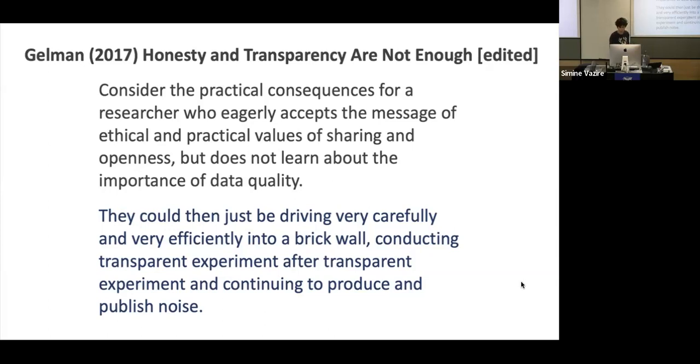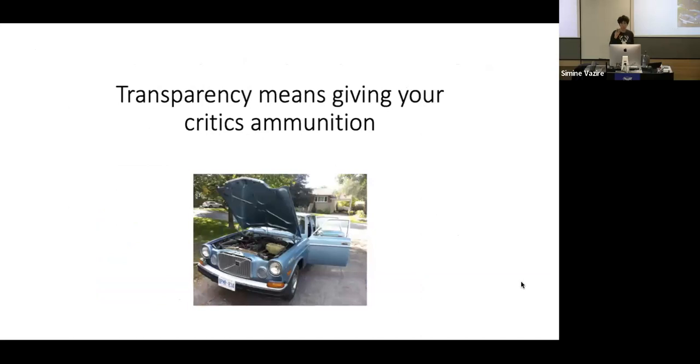Okay, so transparency is not enough, but it's a potential path towards credibility because you're giving your critics ammunition. And if you survive that, if you're still looking strong after that, or maybe you make changes and improve on that, then you can earn much more credibility than you could without the transparency. You can also lose credibility by being transparent about the shoddiness of your research.